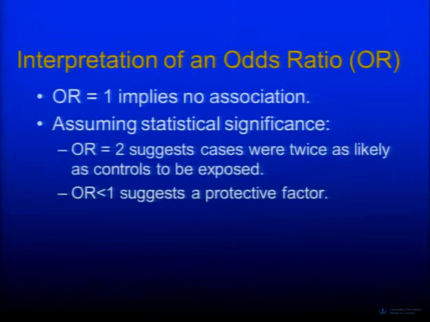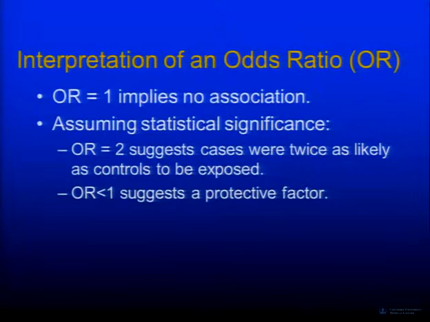So the interpretation of an odds ratio, if it's equal to 1, it implies there is no association. And that's why in the lecture last week and again today, when I talk about whether or not an odds ratio is significant, I say if it includes 1, then it's not significant. Because if it includes 1, it means there's a chance there is no association. So if we can assume statistical significance, so if we did the math and we got a p-value less than 0.05 or a confidence interval, say that was 1.5 to 2.8, then we could say that the cases were twice as likely as the controls to have been exposed.